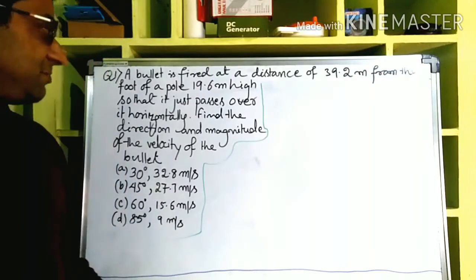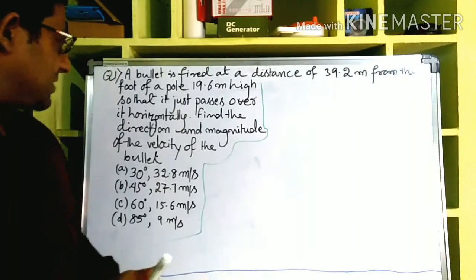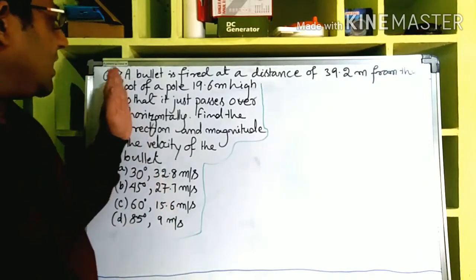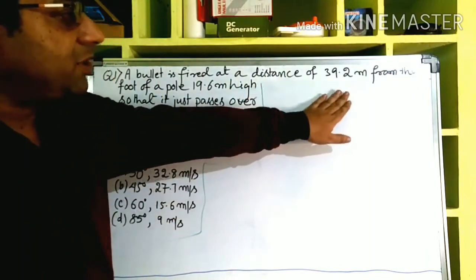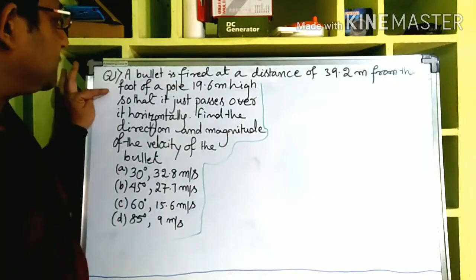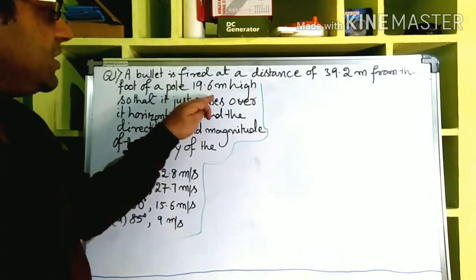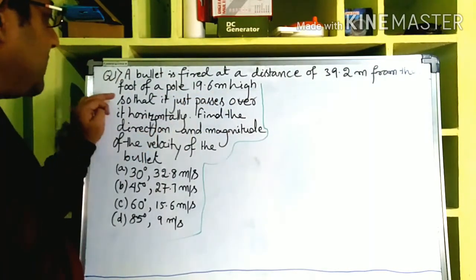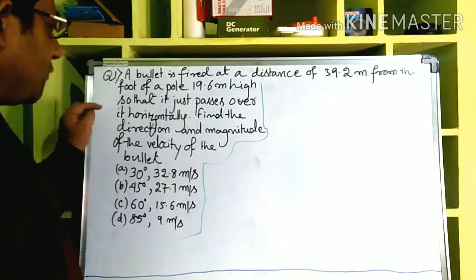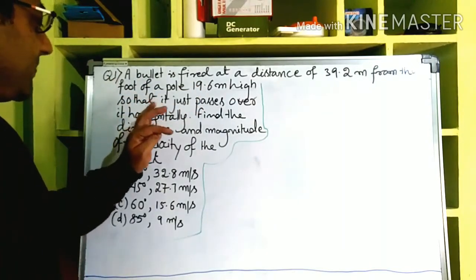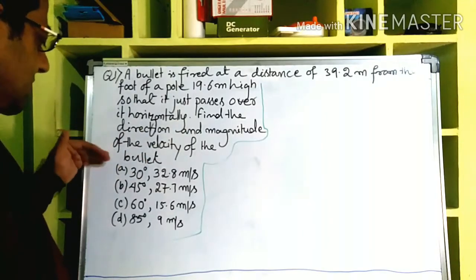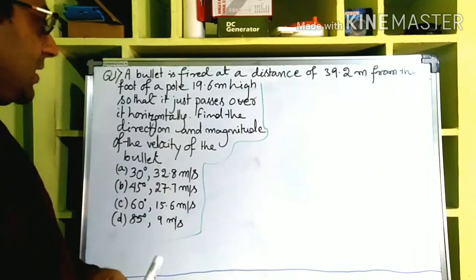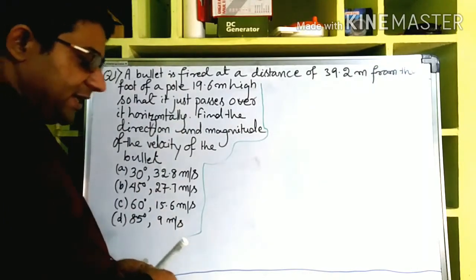Let us take some more simple questions. Let's take up this question where it asks: a bullet is fired at a distance of 39.2 meter from the foot of a pole 19.6 meter high so that it just passes over it horizontally. Find the direction and magnitude of the velocity of the bullet. Some options are given. Now, let's understand what it gives.